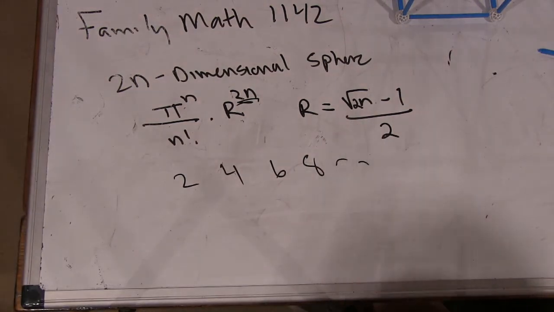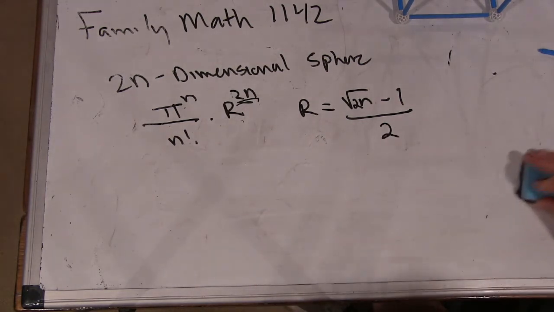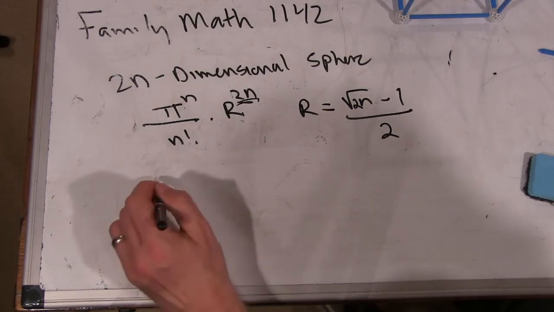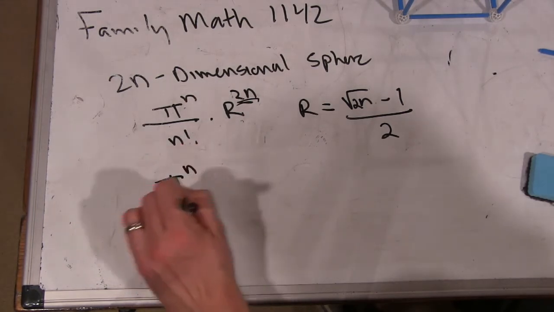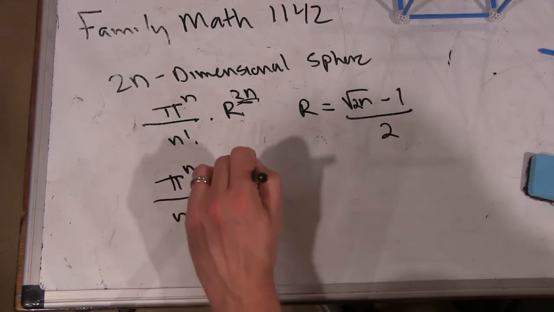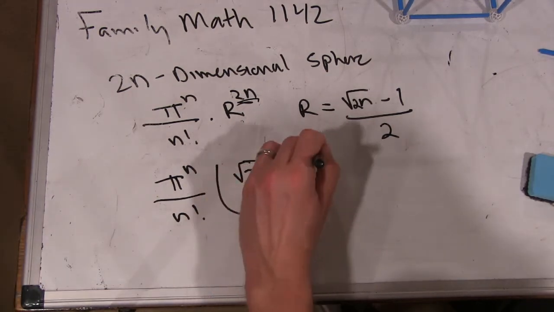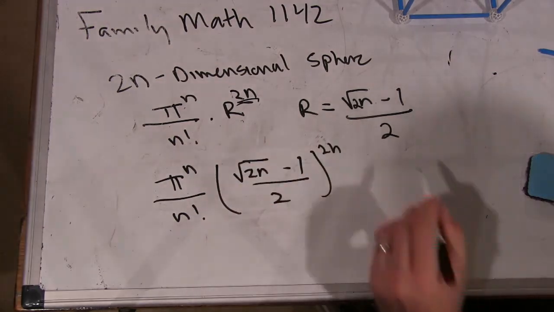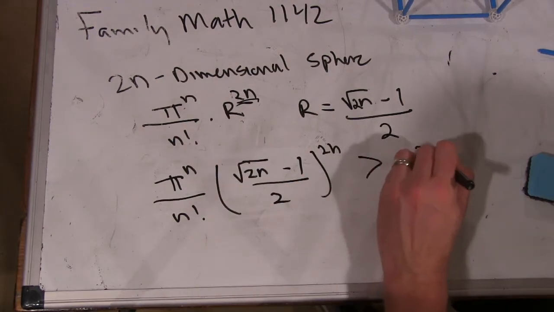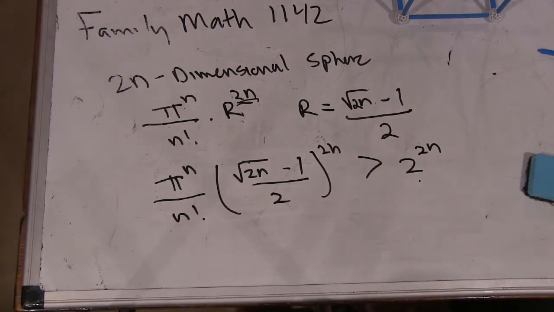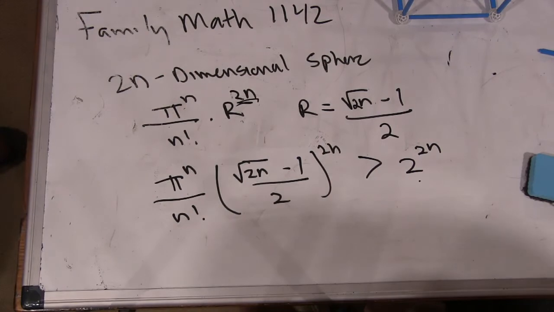And so what we found was that if we wanted this to be larger than the box, the volume, we would need pi to the n over n factorial times root 2n minus 1 over 2 to the 2n power to be greater than 2 to the 2n. Now where did this 2 to the 2n come from? That's the volume of an n-dimensional box, or 2n.